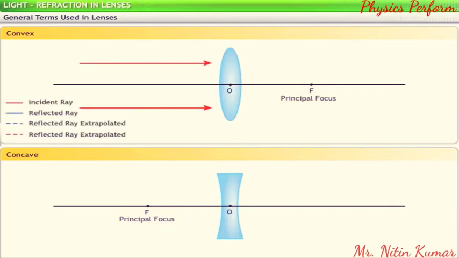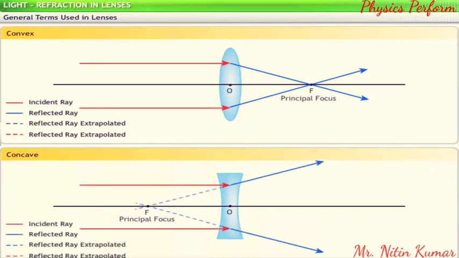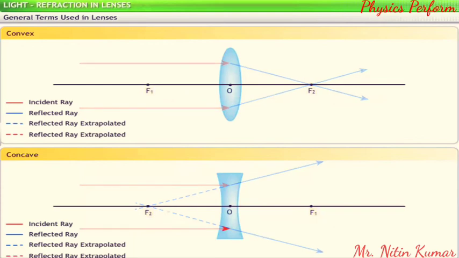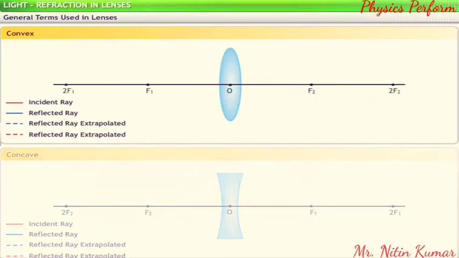Principal focus. Principal focus is a point on the axis of a lens. This is the point where a beam of light parallel to the principal axis, after getting refracted, meets in a convex lens or appears to meet when produced backwards in a concave lens. Principal foci occur on both sides of lenses. Principal focus is also known as the focal point. In the figure here, f1 and f2 are the two principal foci.